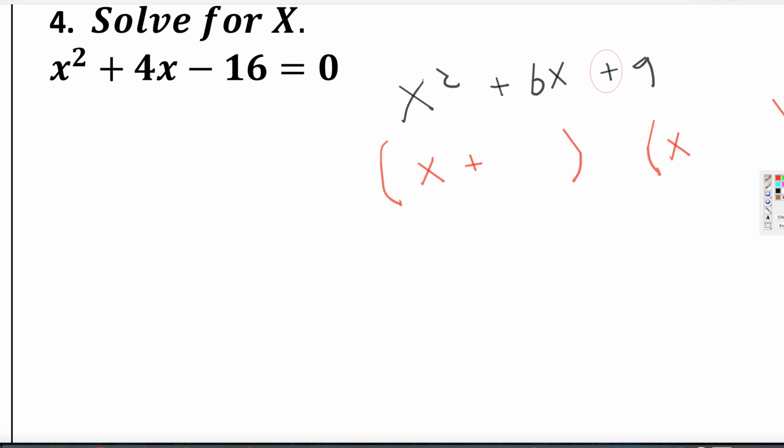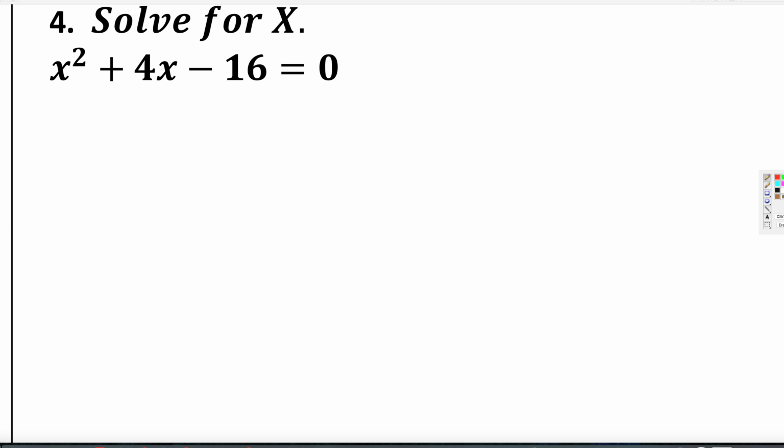Then you look at the middle sign. Because the middle sign here is also positive, I know it's going to be positive and positive. And then you make the list, it would be 3 and 3. So that's that. Again, if you need to go slower for factoring, students definitely find that to be a challenging topic. Okay, on to the next question.